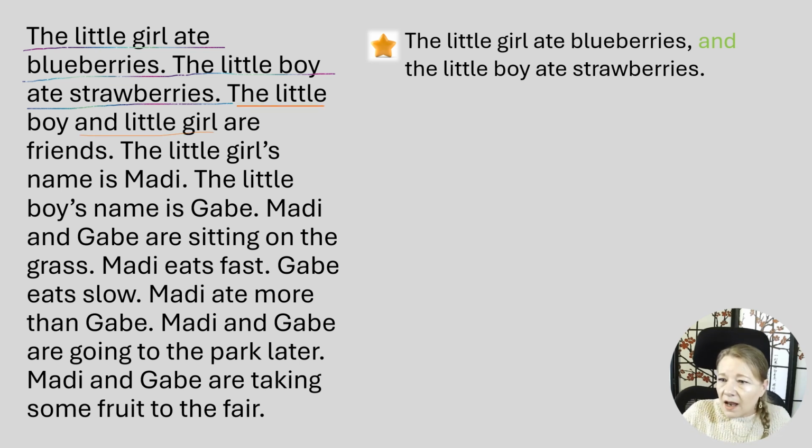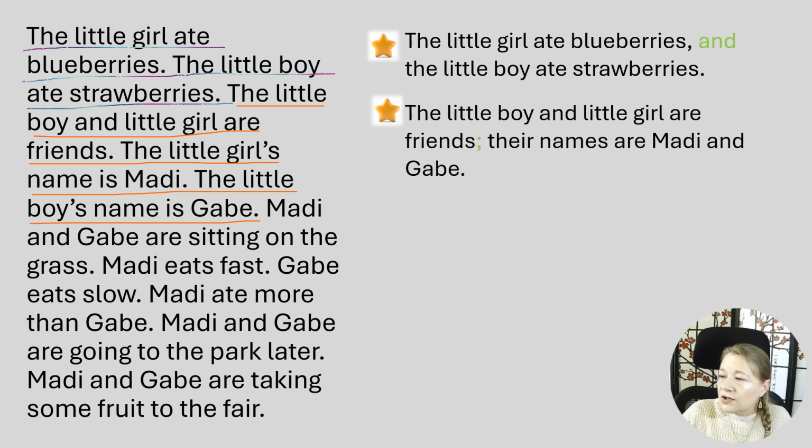The little boy and little girl are friends. The little girl's name is Maddie. The little boy's name is Gabe. Okay, lots of repetition in there. I feel like I can definitely put those together somehow. So I'm going to: The little boy and little girl are friends; their names are Maddie and Gabe. I like the semicolon here because the second independent clause is only further describing the first independent clause. The first one talked about the little boy and little girl. The second one now tells me their names. So I like that sentence.